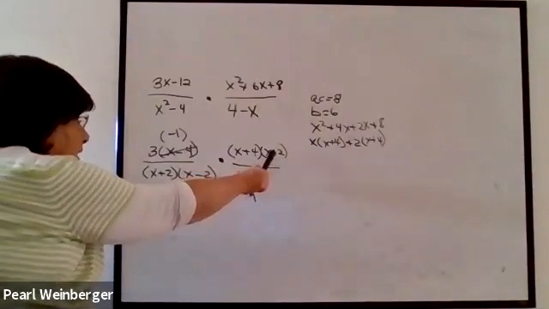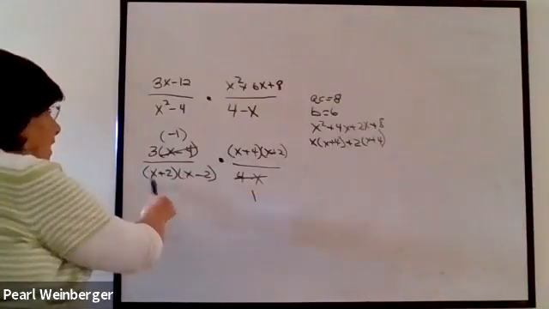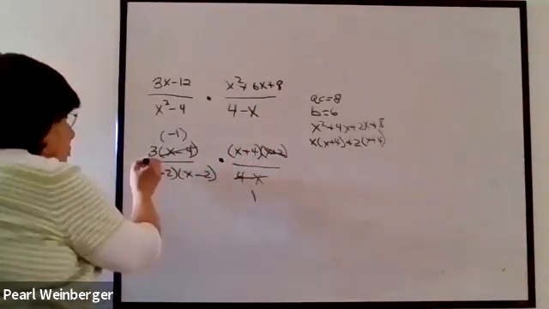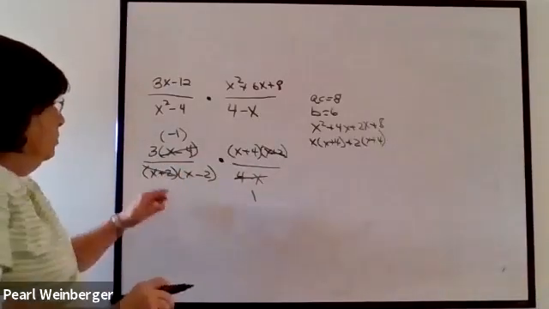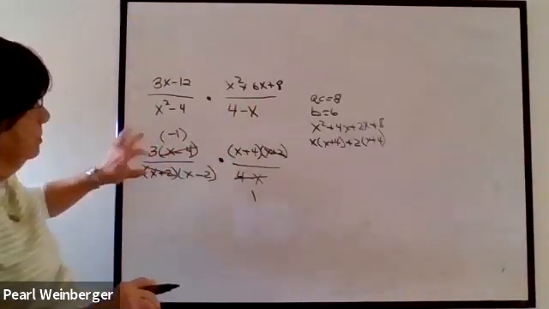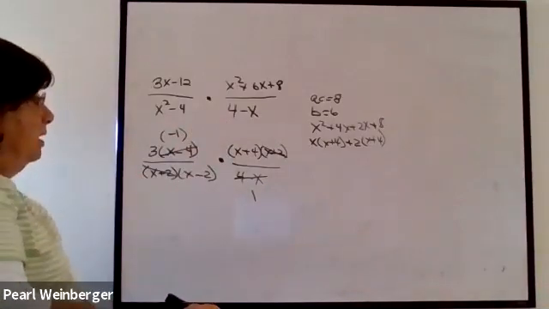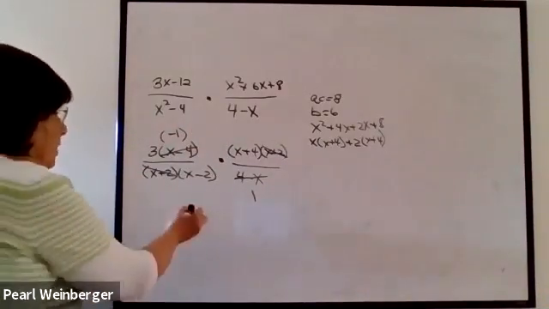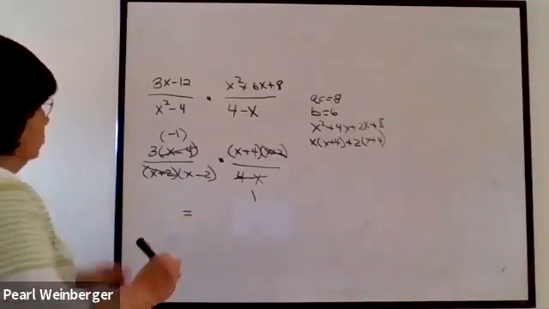And then the next thing I have is an x plus 2, and I can cancel out the x plus 2 with the x plus 2. Notice I didn't have to put in the 1s there because there were other things left. Now I've done all the canceling. Now I'm going to write my final answer.